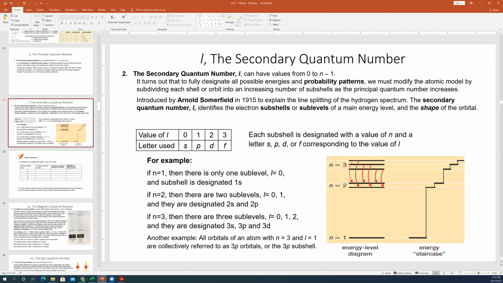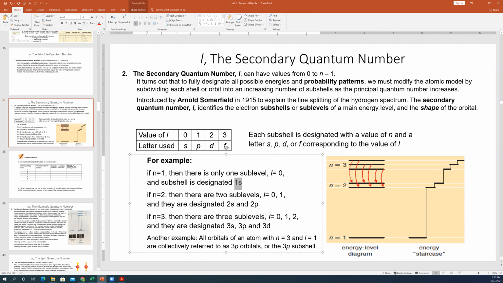And the L is the secondary quantum number, and it can have values from 0 to n-1. So the values of L, for example, can be anywhere between 0, 1, 2, 3. And it just became easier to designate them with letters instead of these numbers, so that you can talk about a quantum number N, and instead of saying N1 L0, you can say it's in 1S, and that way you know you're talking about N is equal to 1 and L is equal to 0 when you're talking about 1S.